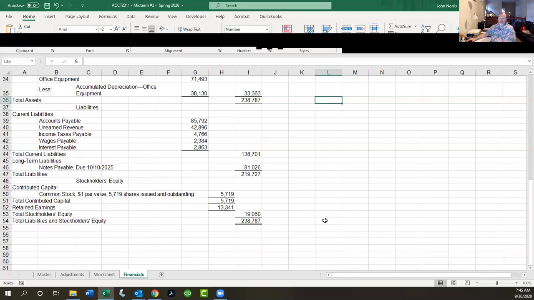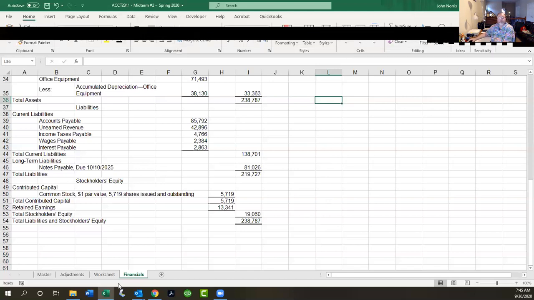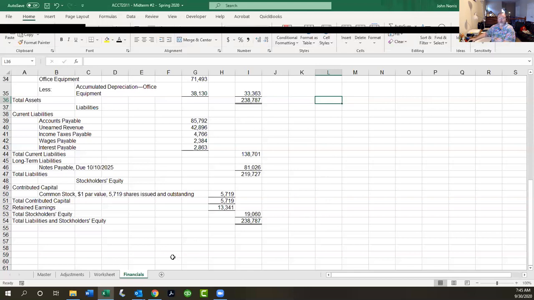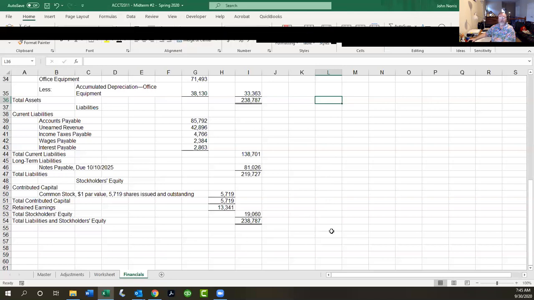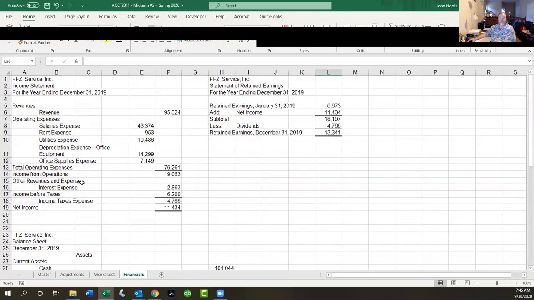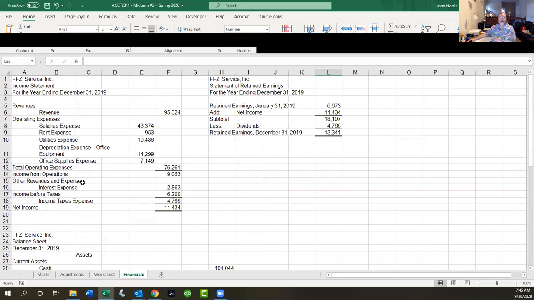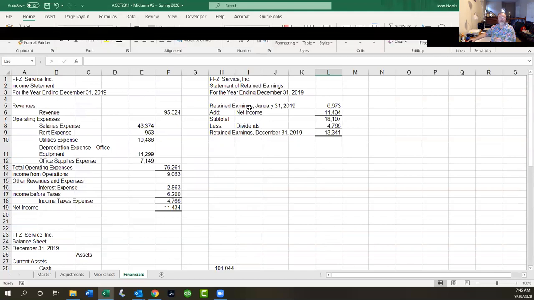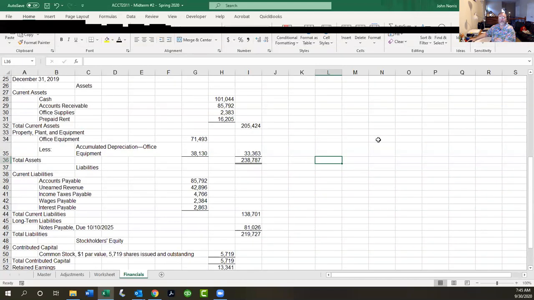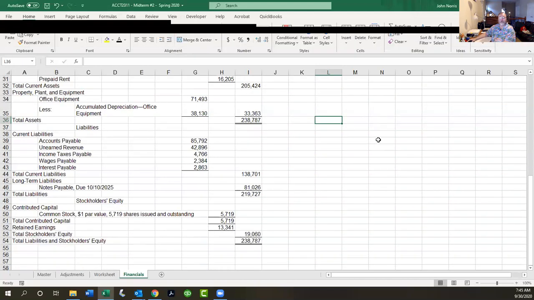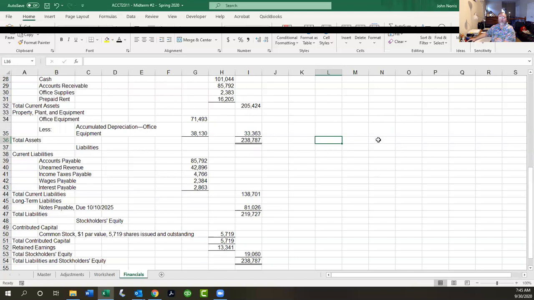And that is the midterm. So 5 adjustments, each worth 10 points apiece. The multi-step income statement worth 20 points. Statement of retained earnings worth 10. And the classified balance sheet worth 20.